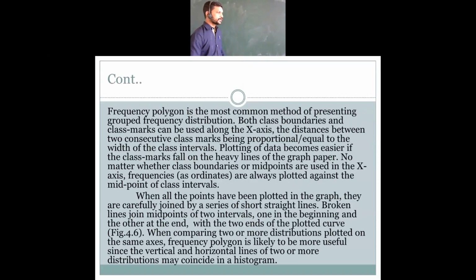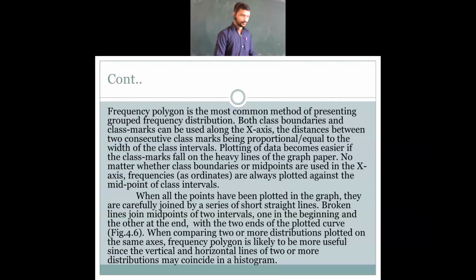See, the frequency polygon is the most common method of representing a grouped frequency distribution. The frequency polygon is the best and common method to represent a frequency distribution. It is more attractive as a diagram compared to the histogram. Histogram is very common, and in this we are going to draw the lines. It gives the presentation in the best way as compared to the histogram.